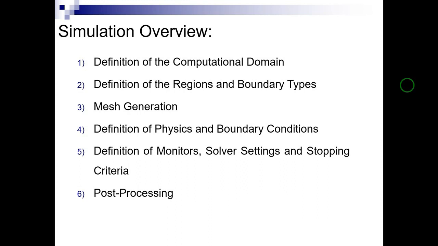The simulation setup is performed in the following steps. The first is a definition of the computational domain, then the definition of the regions and boundary types. This is followed by the mesh generation, then the definition of physics and boundary conditions, and then we have the definition of monitors, solver settings, and stopping criteria, and at the end we have the post-processing. Now let's dive into each of these steps. So first, the definition of the computational domain.